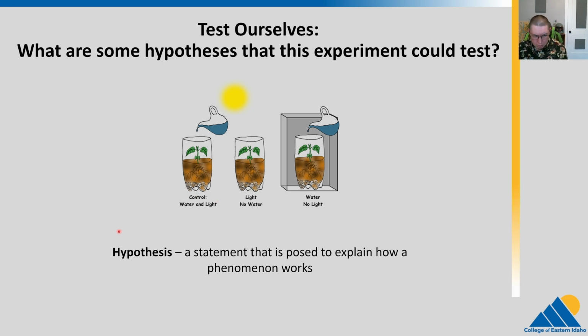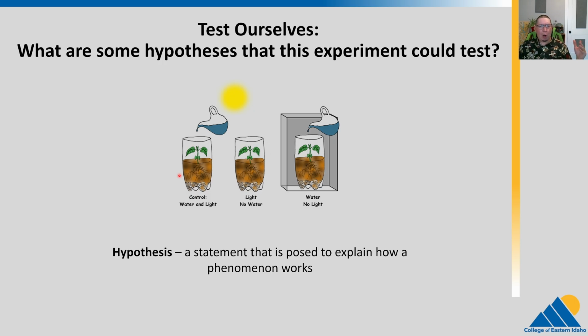Okay, so what do we have going on here? Well, we have an experiment. We're kind of working backwards here. We're setting up a hypothesis that could be tested by this experiment. Some of you probably went this route. Water is necessary for plant growth. Okay. Others of you might have thought light is necessary for plant growth. If we wanted to get really complicated, we could also go water and light are needed for plant growth.